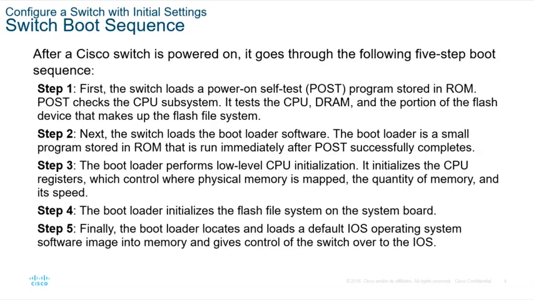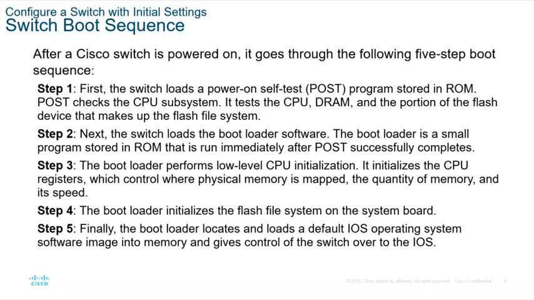After a Cisco switch is powered on, it goes through the following 5 steps, the boot sequence. Step number 1, the switch loads what we call power-on self-test, POST. All components, those small units within the switch, have to be tested to ensure that they pick up power from each other. Of course, not directly from the power source, but from the power system within the switch.